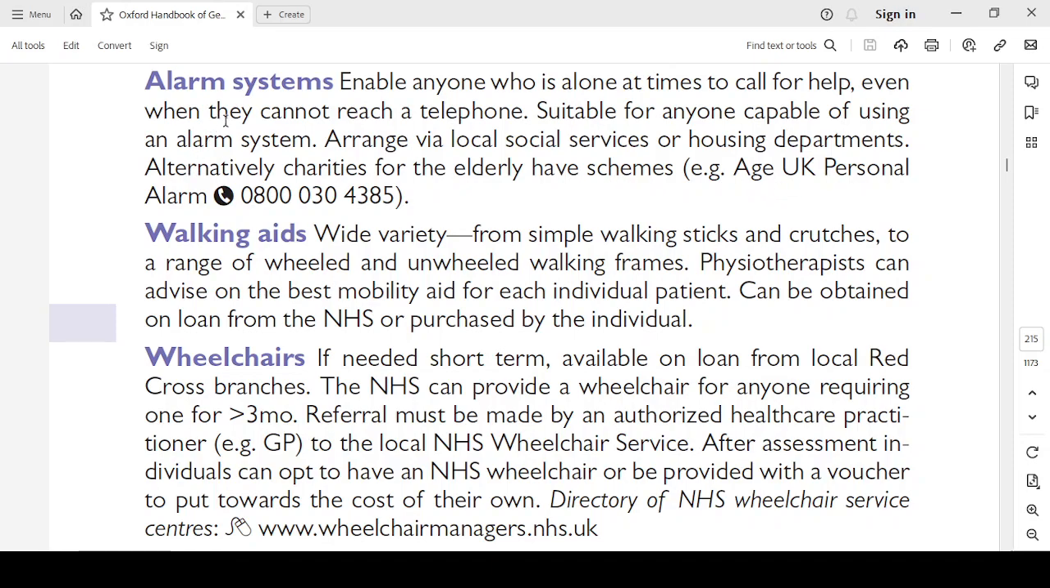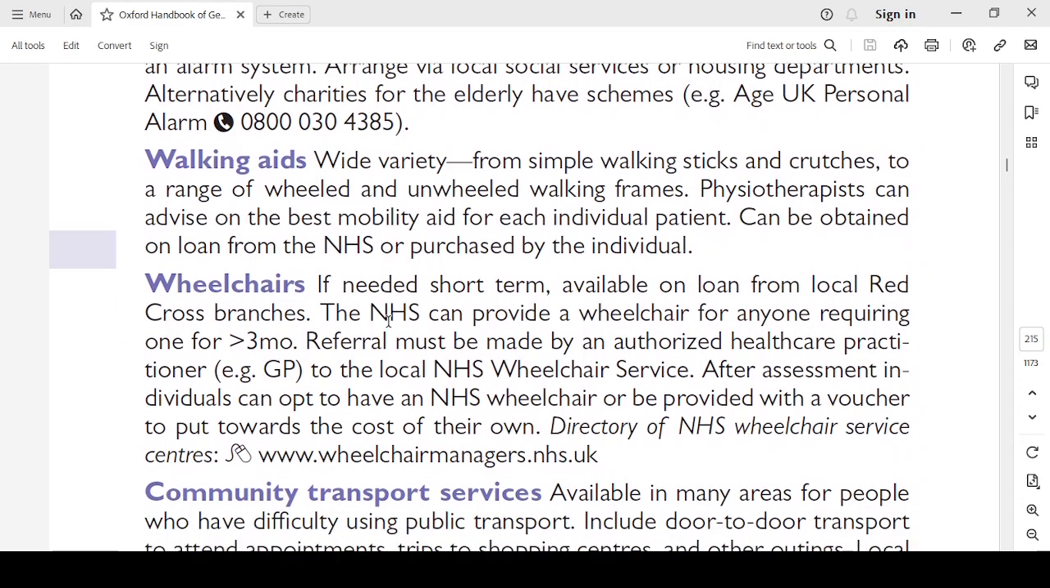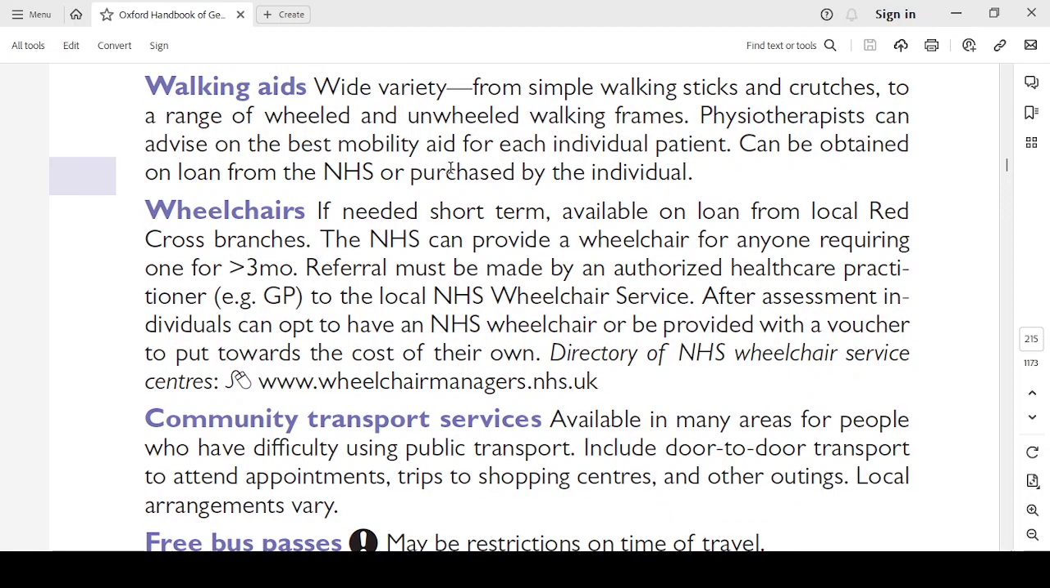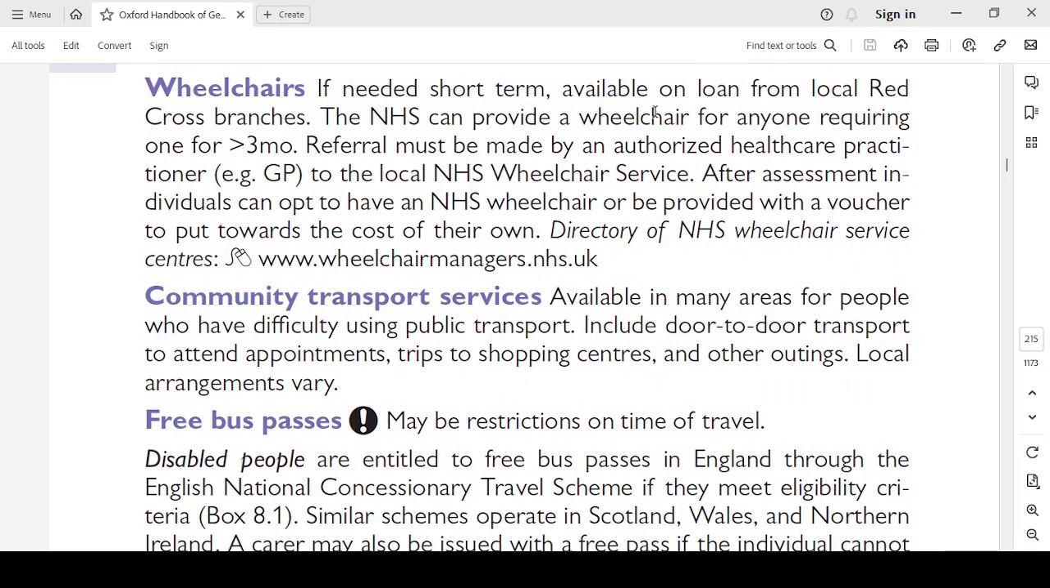Age UK personal alarm. Walking aids: a wide variety, from simple walking sticks to crutches to a range of wheeled or unwheeled walking frames. Physiotherapists can advise on the best mobility aid for each individual patient. They can be obtained on loan from the NHS or purchased by the individual. Wheelchairs: if needed short term, available on loan from local Red Cross branches. The NHS can provide a wheelchair for anyone requiring one for more than 3 months. Referral must be made by an authorized healthcare practitioner or a GP to the local NHS wheelchair service. After the assessment, individuals can opt to have an NHS wheelchair or be provided with a voucher towards the cost of their own. A directory of NHS wheelchair service centers is available online.